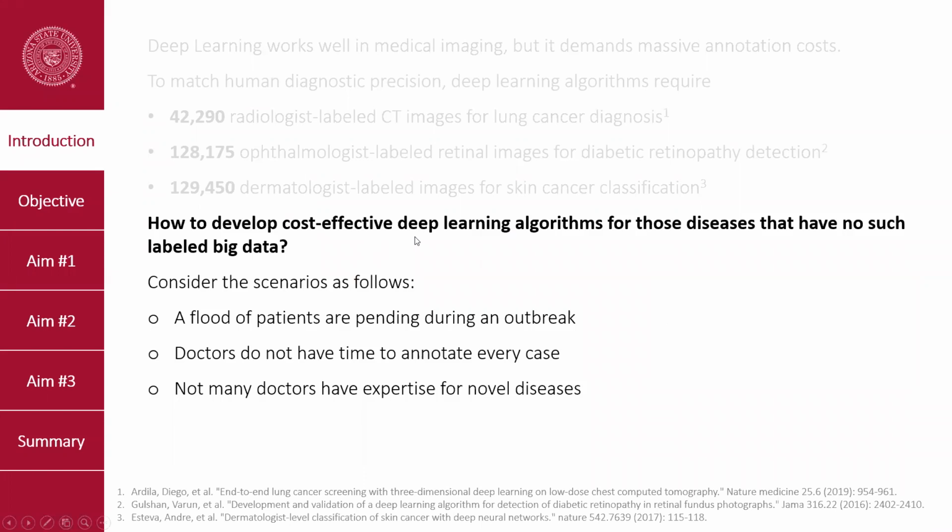The question is how to develop effective deep learning algorithms for those diseases without so much annotation data. It is very important to quickly develop a useful deep learning system, especially, for example, for COVID-19. It is an emerging and rapidly evolving outbreak situation. A flood of patients are waiting for diagnosis results during such an outbreak. And doctors have no time to annotate every case in a short span of time. And there were not many doctors at the beginning who actually had expertise for novel diseases.